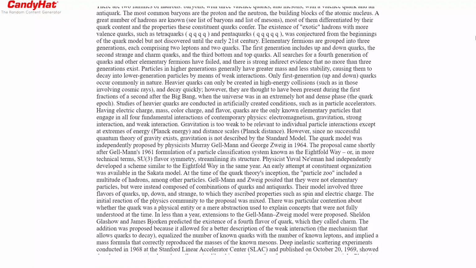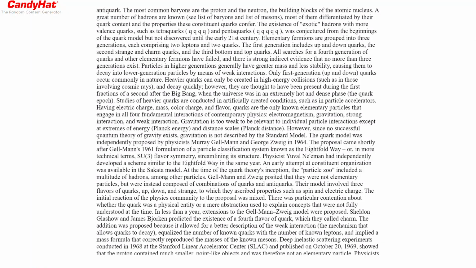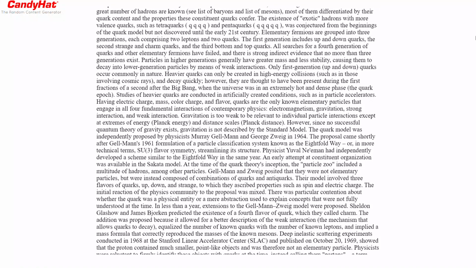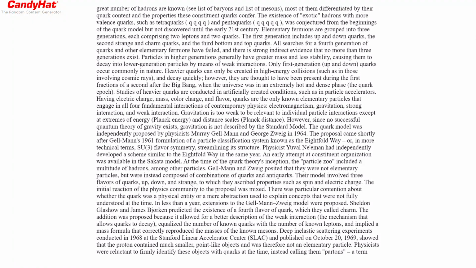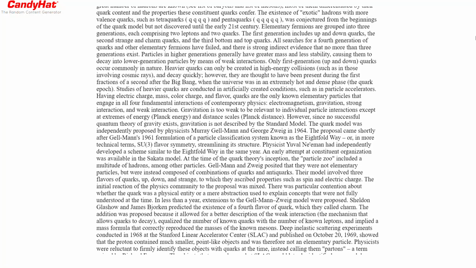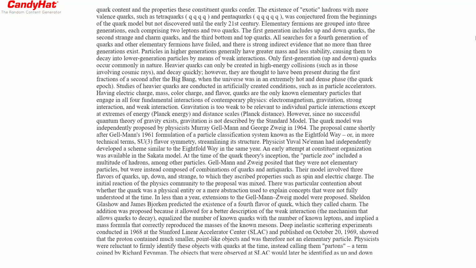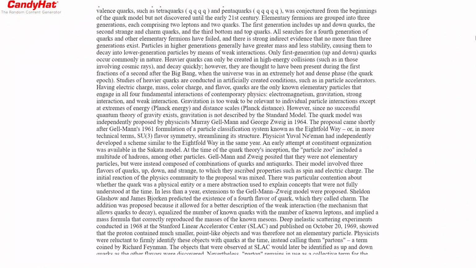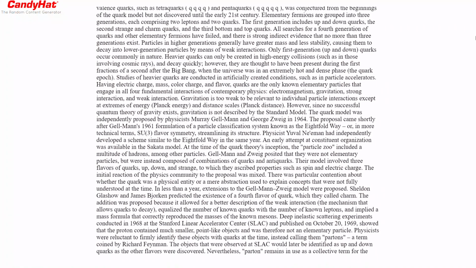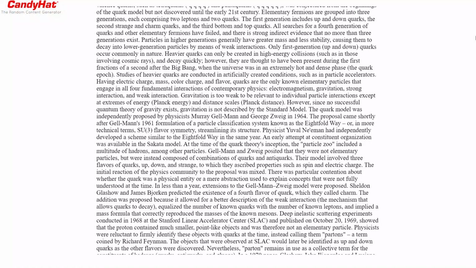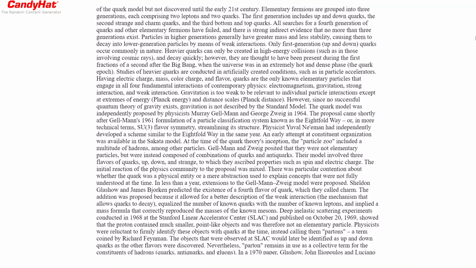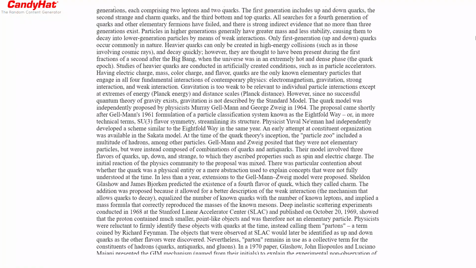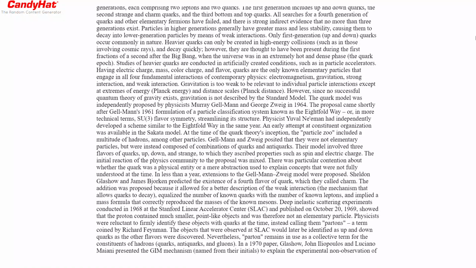Deep inelastic scattering experiments, conducted in 1968 at the Stanford Linear Accelerator Center, SLAC, and published on October 20, 1969, showed that the proton contained much smaller, point-like objects, and was therefore not an elementary particle. Physicists were reluctant to firmly identify these objects with quarks at the time, instead calling them partons, a term coined by Richard Feynman. The objects that were observed at SLAC would later be identified as up and down quarks as the other flavors were discovered. Nevertheless, parton remains in use as a collective term for the constituents of hadrons: quarks, antiquarks, and gluons.